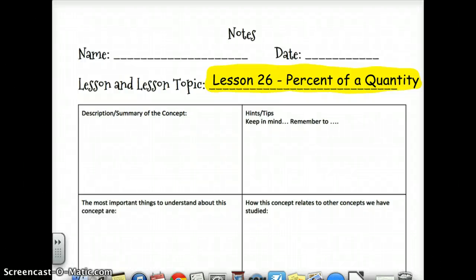Alright, so today we're going to talk about lesson 26, percent of quantity. You need to write this down where it says, what I highlighted is what you need to write now. Keep thinking of what quantity means.